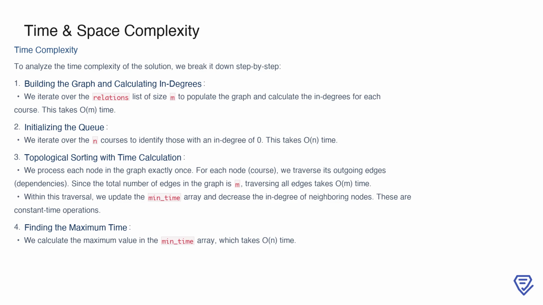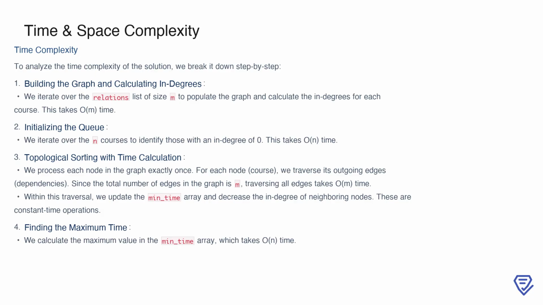To analyze the time complexity of the solution, we break it into several key steps. First, we need to build the graph and calculate the indegrees for each course. This involves iterating over the relations list, which has a size of m, and populating the graph while computing indegrees. This step takes O(m) time. Next, we initialize the queue by iterating over all n courses to identify those with an indegree of 0, which takes O(n) time.